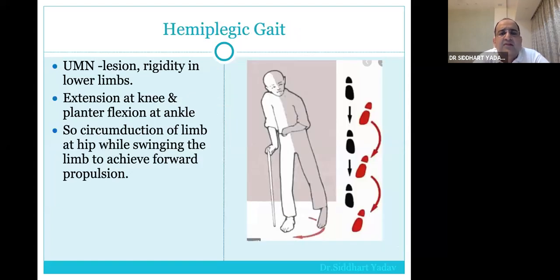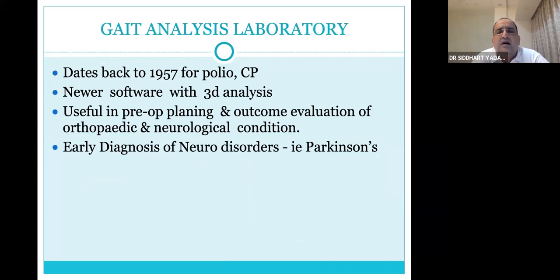Hemiplegic gait is also an upper motor lesion, where there is rigidity in the lower limb. So the person walks with extension at the knee and plantar flexion at the ankle, and also extension at the hip. So there is circumduction of the limb at the hip while swinging the limb to achieve forward propulsion. He makes a semicircle every time he walks.